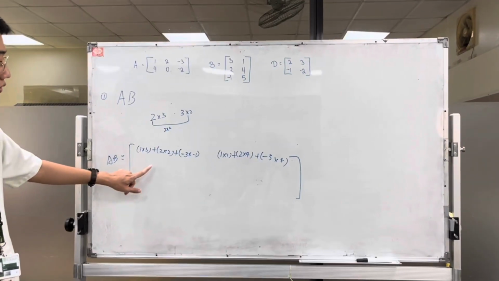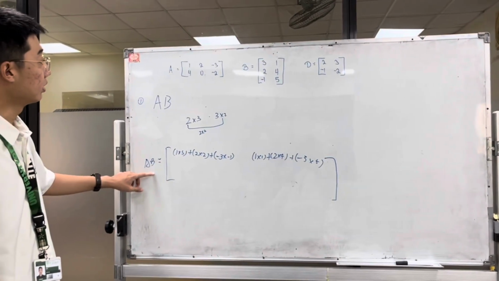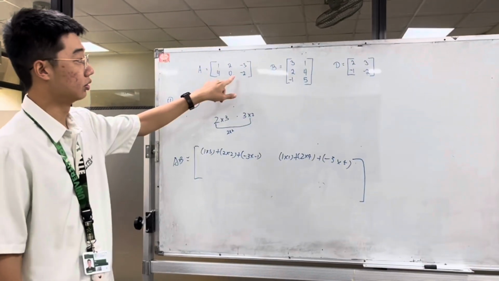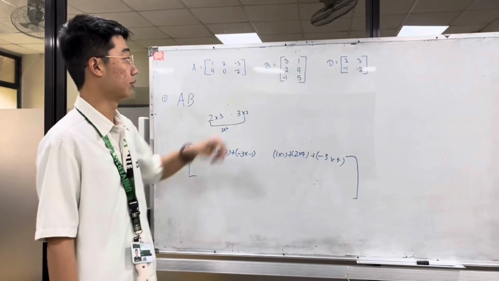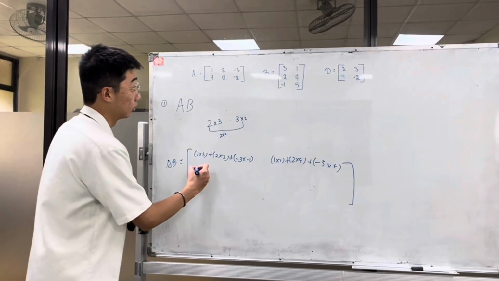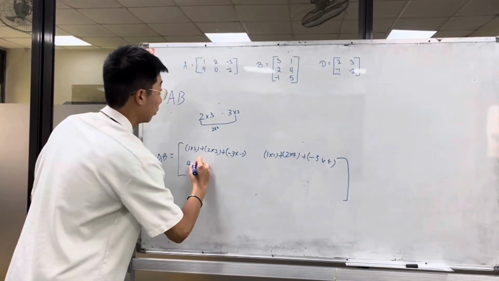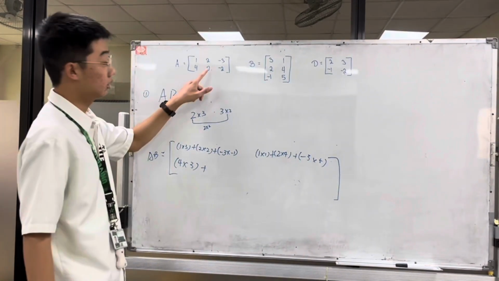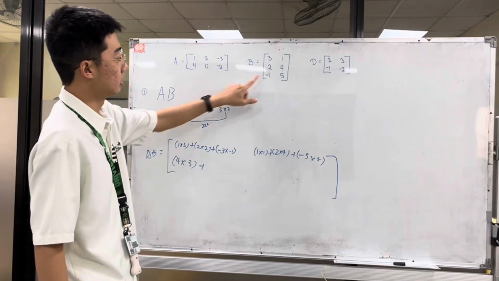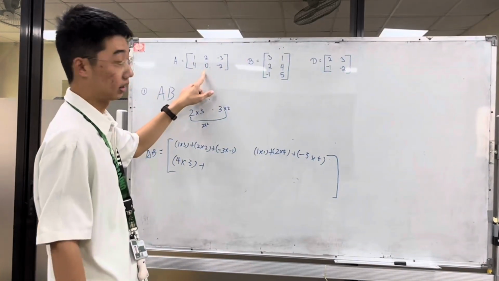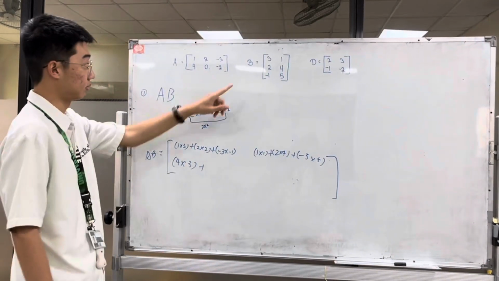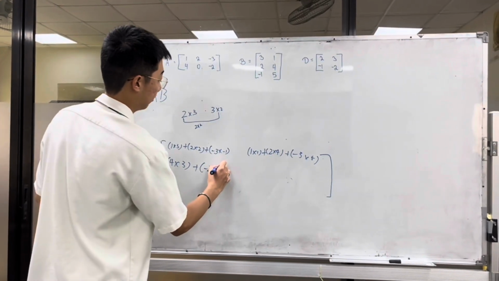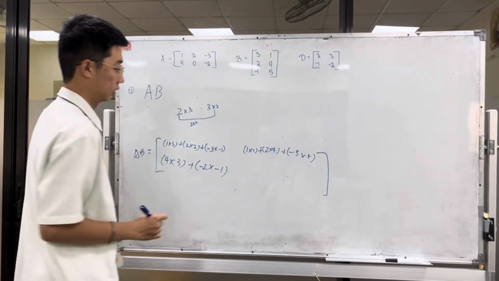For the 2, 1 of AB, we'll use matrix A's second row and the first column of matrix B. So we'll get 4 times plus. Since here is 0, when we multiply, it's automatically 0. So we just take this one and do 2 times every 1.